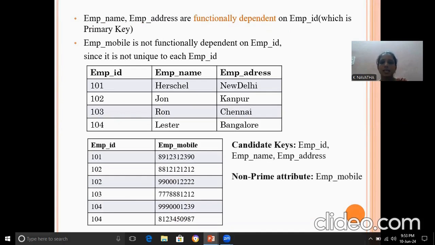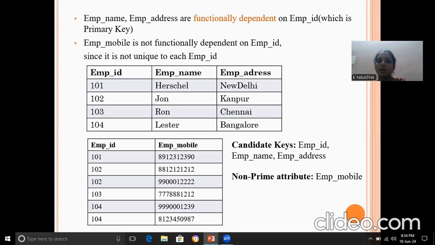Next is candidate keys. What are the candidate keys here? Employee ID, employee name, address are the candidate keys. What are the candidate keys? Actually, candidate keys are unique values. Whatever we take as a candidate key can accept null values. But what about the primary key? It cannot accept a null value. The main concept of the primary key is that it should be a compulsory unique value plus not null. That's the difference between a candidate key and a primary key.